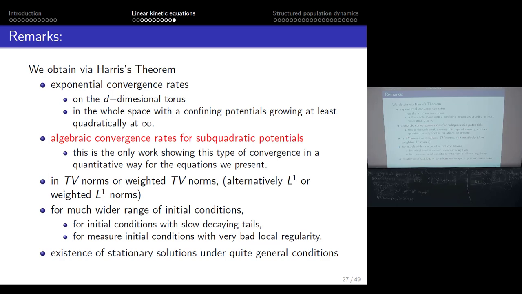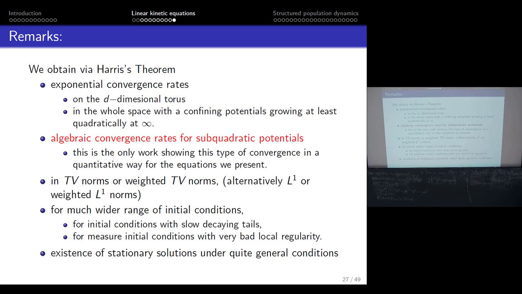Our results are in total variation norms, or weighted total variation norms. Of course, if you consider the L1 space, then it will be equal to L1 or weighted L1 norms, which allows us to include a wider range of initial conditions, including measure initial data with very bad local regularity. It gives the existence of a stationary solution without knowing many details on it, it just gives the existence. Of course it has drawbacks as well. I didn't write them here much, but these rates are not optimal at all.